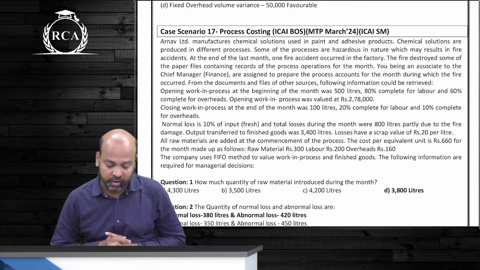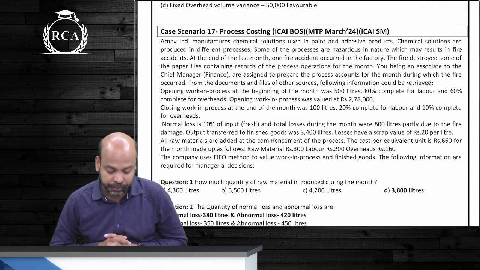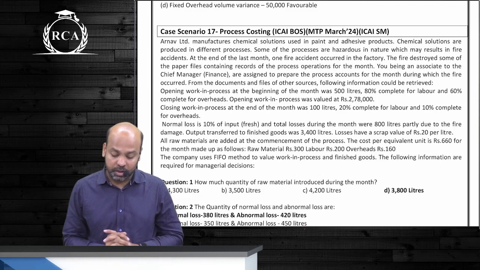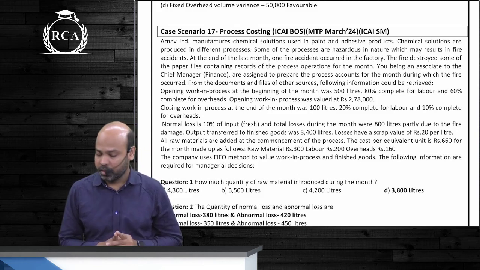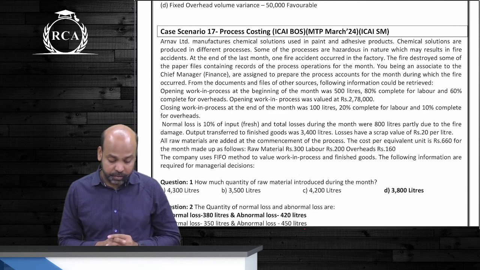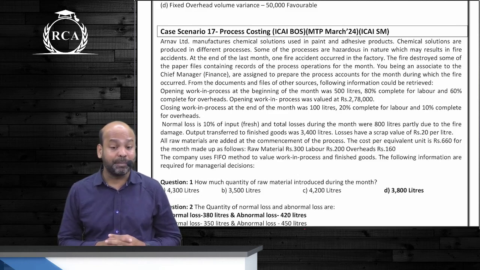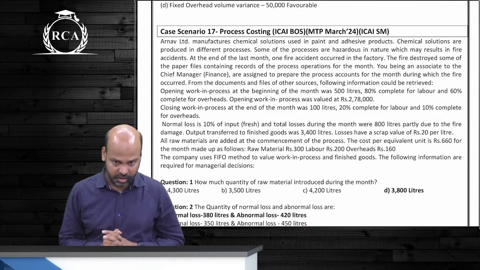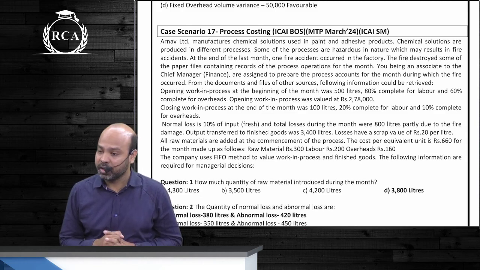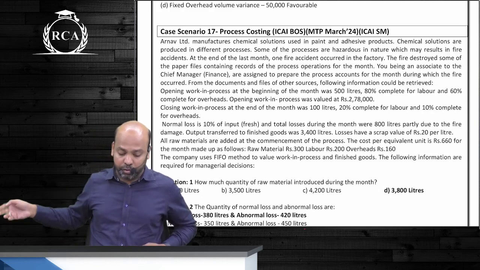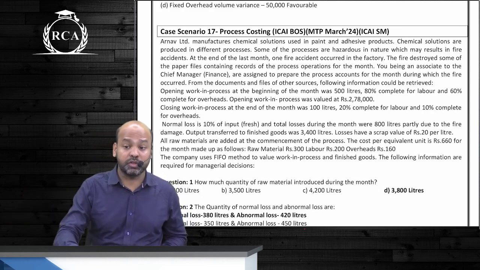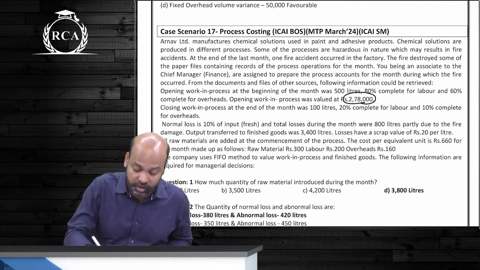Opening work in progress at the beginning of the month was 500 liters. This was 80% complete for labor and 60% complete for overheads. By default, degree of completion for materials, if you are following the FIFO method, I will have to take the balance degree of completion in the current month. I will take 0% for material, 20% for labor, 40% for overhead. I cannot even follow the weighted average method here, guys, because cost bifurcation is not given.